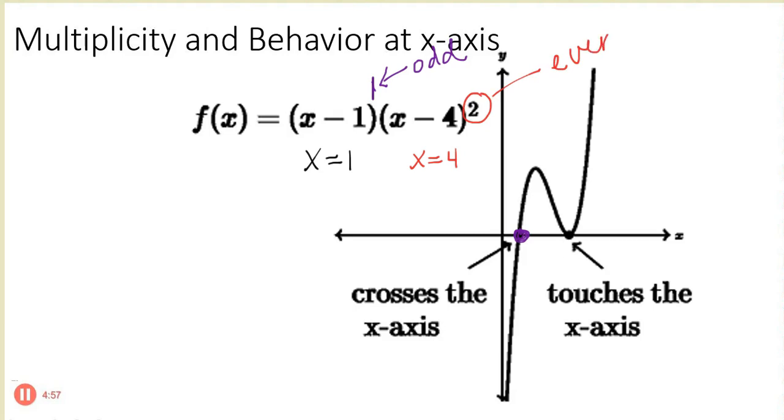So it's going to have a different behavior at these two zeros. This factor has a degree of 1, so it crosses through. The graph goes through that point. This factor has a degree of 2. So the graph comes down, touches it, but then bounces back up. And that's really important as we graph. So let's go ahead and take a look at 2 more functions.